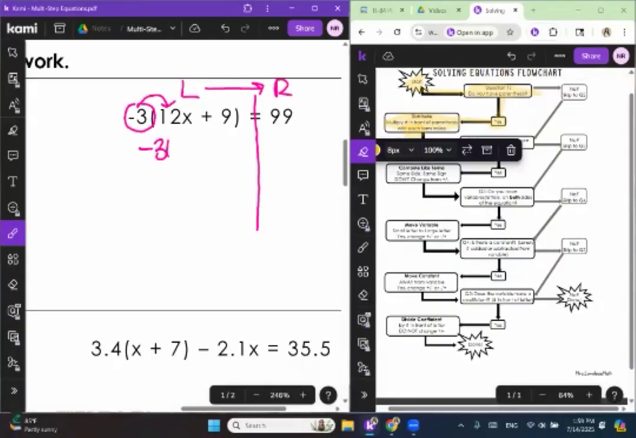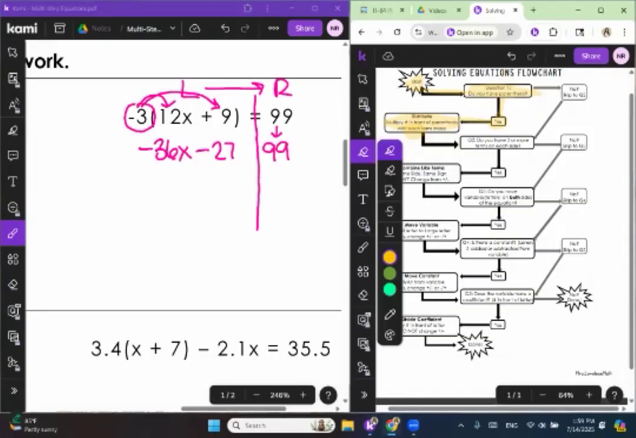Negative 36x. Negative 3 times, remember, it's times, not times plus. Negative 3 times 9, negative 27. Bring down the 99. You want everything to be at the same level. That way you're not solving sideways. Okay? All right, what's the next step?